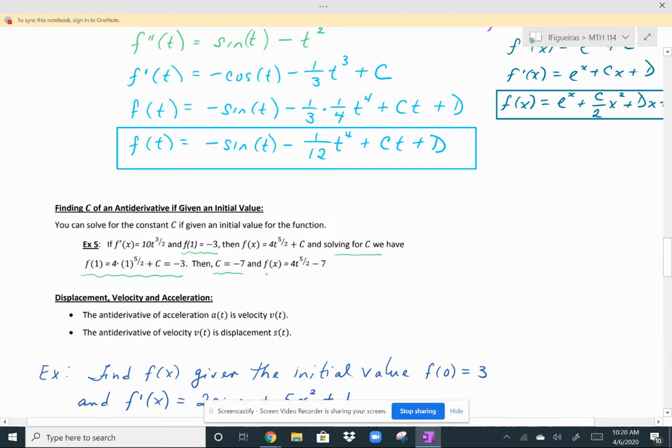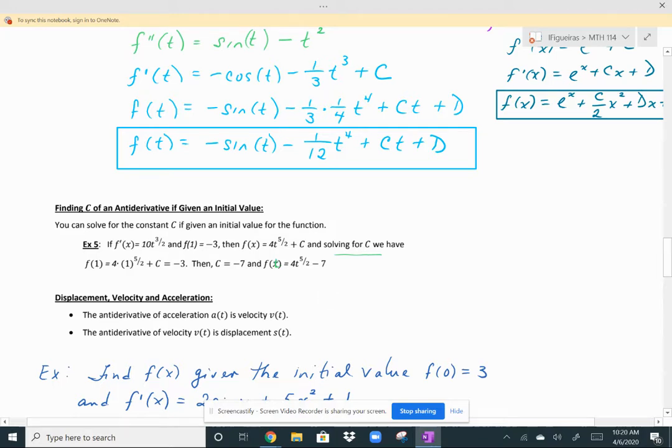So your final answer is 4t to the 5 halves minus 7. Oh, my variable is t. I think I mentioned x before. So this here should say t.